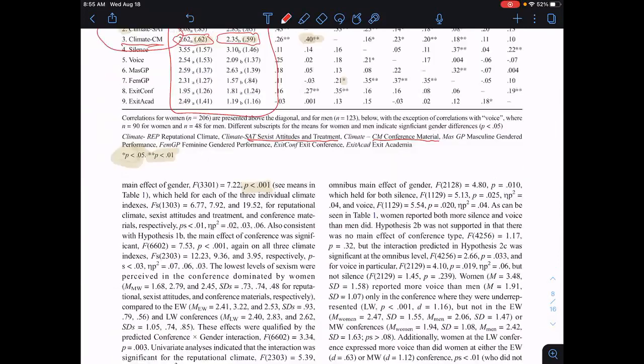And now this holds true for 3 different tests: for reputation, sexist attitudes and treatment, and conference materials. So all are significant and all p's are less than 0.01. And here's that effect size, which by the way is a small to moderate effect size. The first two are small, one moderate, but there is an effect size. And this is across all conferences.